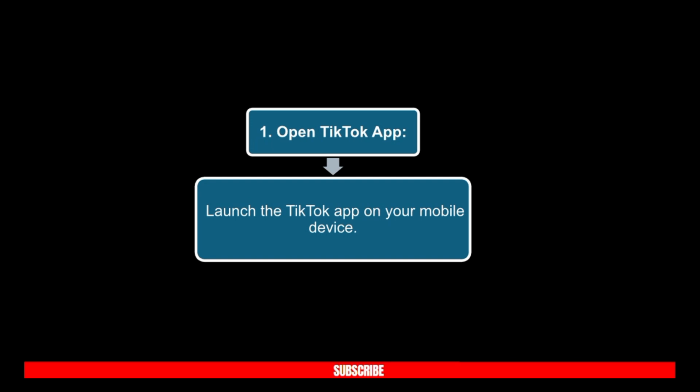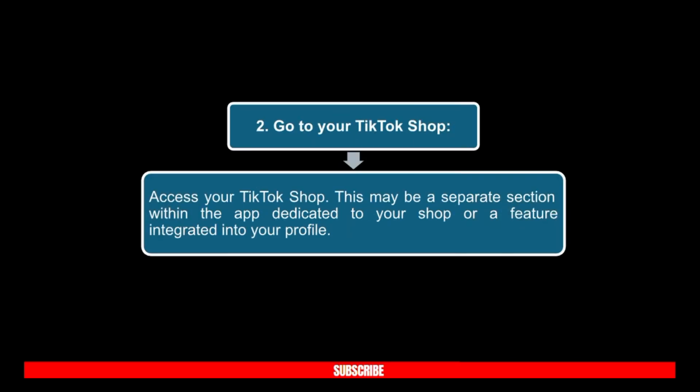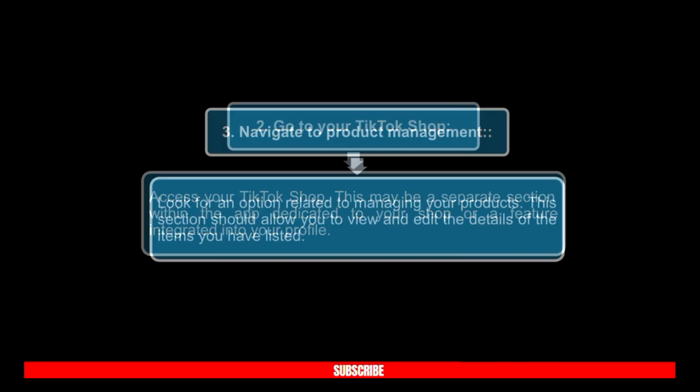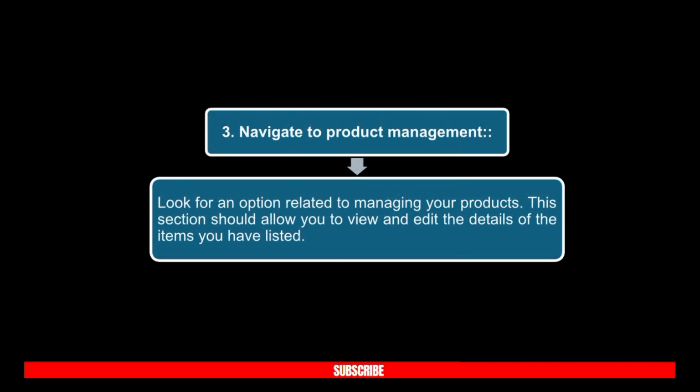Launch the TikTok app on your mobile device. Number 2, go to your TikTok shop. Access your TikTok shop. This may be a separate section within the app dedicated to your shop or a feature integrated in your profile. Number 3, navigate to product management.